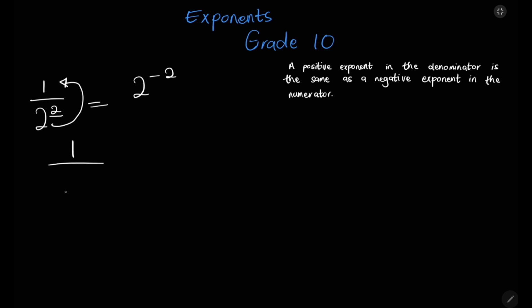So if you have, let's say, 1 over a to the power n, if you want to make this n negative, you'll take your a to the numerator. So you'll write this as a to the power negative n, okay?